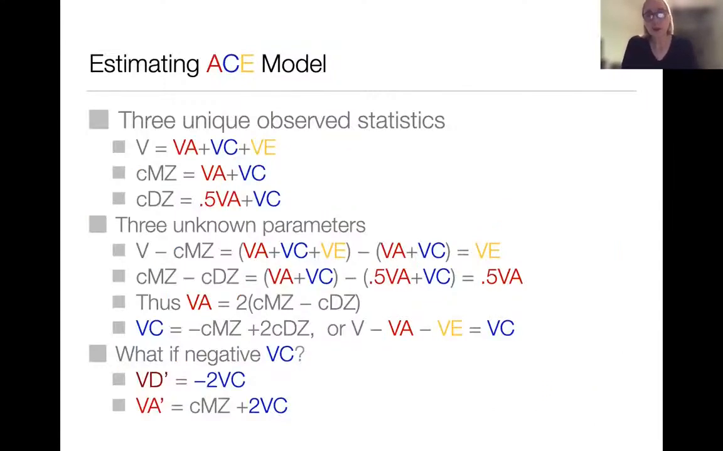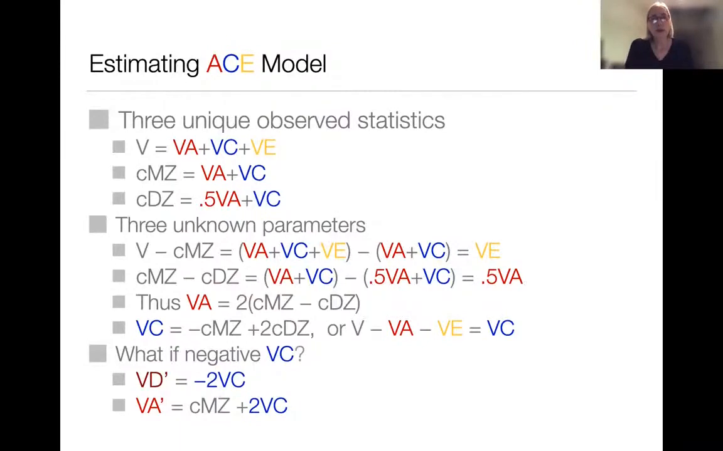Remember that when we deal with twin data, we really only have 3 unique observed statistics, and those are the variance. Remember that one of the assumptions is the variance is equal for twin 1 and twin 2, as well as for MZs and DZs, so the variance only provides 1 unique observed statistic. But we have 2 additional statistics. One is the covariance in MZ twins, and the other is the covariance in DZ twins.